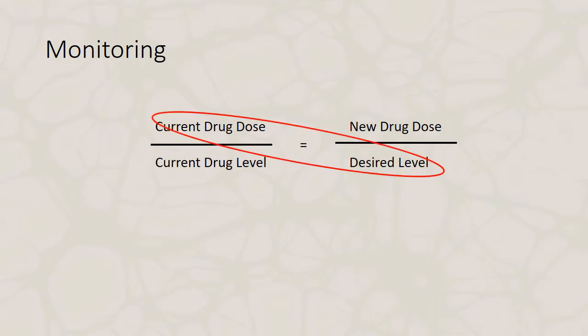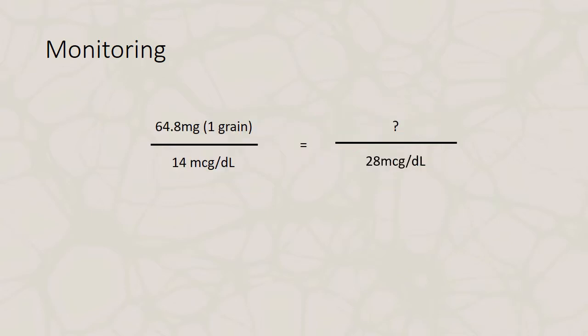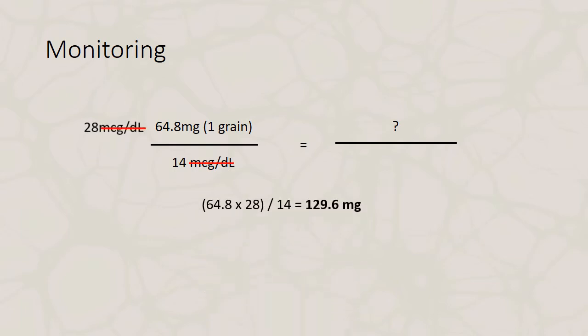For monitoring, you can do cross multiplication as far as figuring out what your new dose should be. So whatever your current dose is, multiply that by the drug level you want it to be, then divide by the current drug level, and that'll give you what your new drug dose should be.